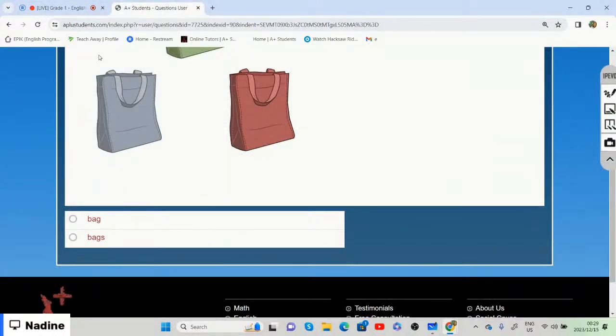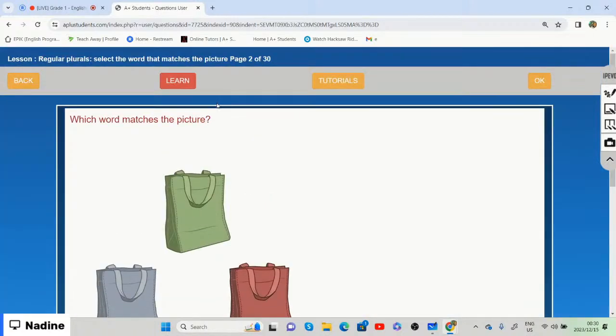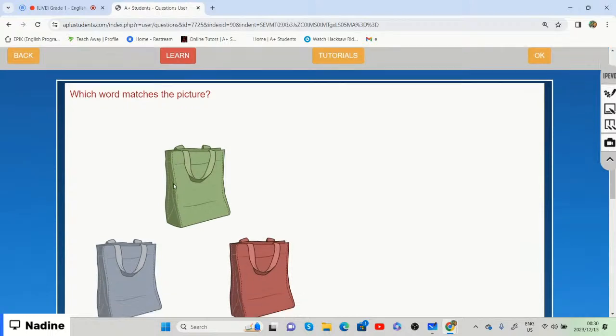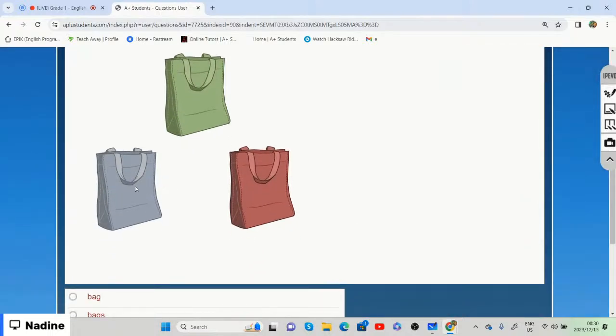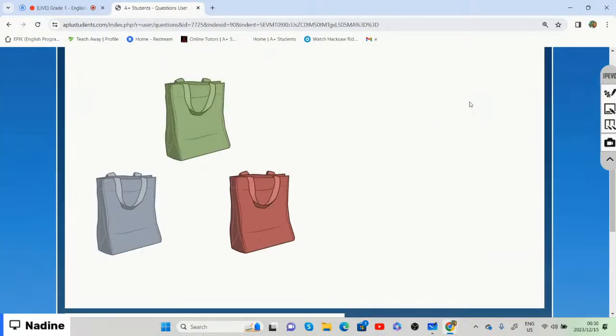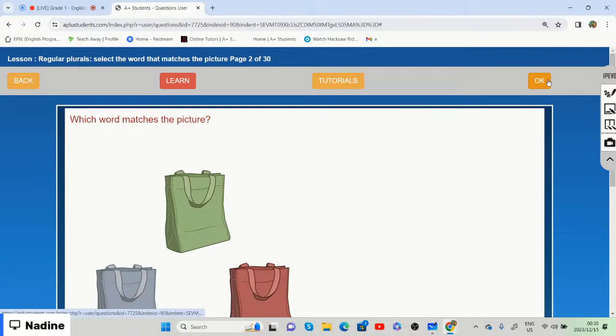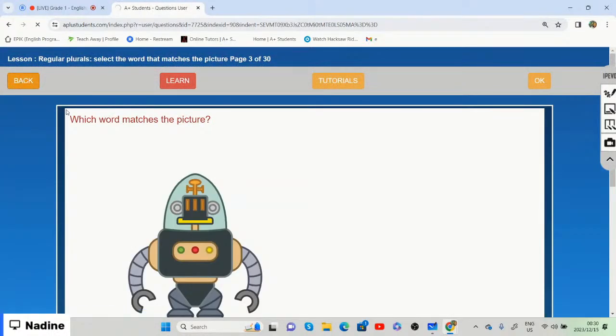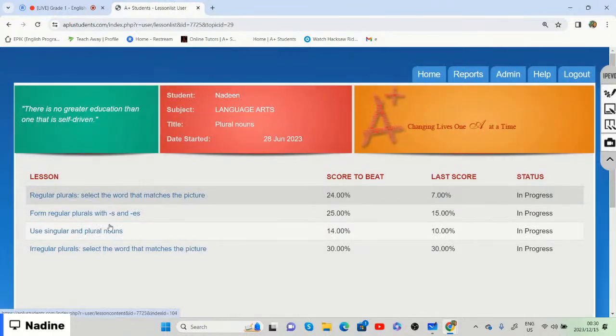So we were on our test where we had to match the specific items with the correct word, right? So we are saying that there is more than one. So we have one, two, three, and we say that there are bags, all right? So 3 bags. All right, so we're going on to the next one.